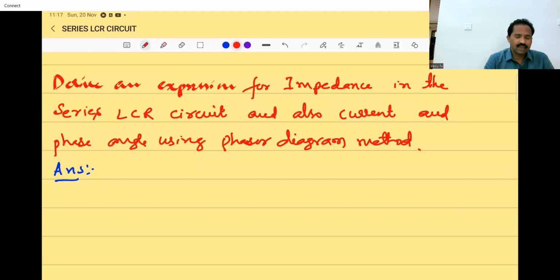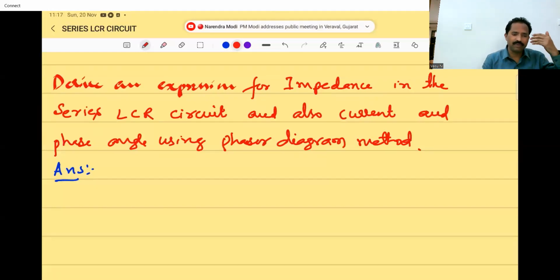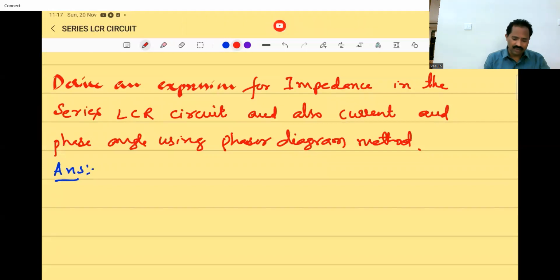In case of a pure inductance, voltage leads current by pi/2 radian. In case of pure capacitance, voltage lags current by pi/2 radian. And in case of pure resistance, voltage and current are in the same phase. Keeping that in mind, let me derive this equation.